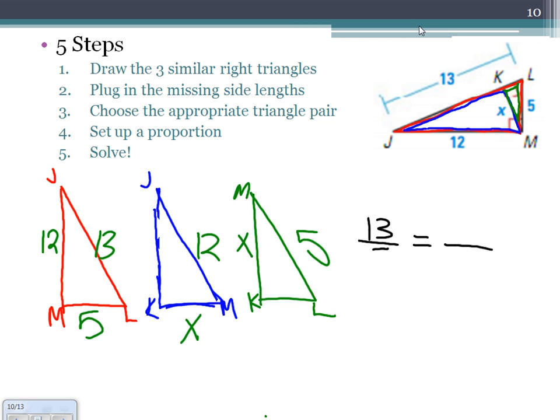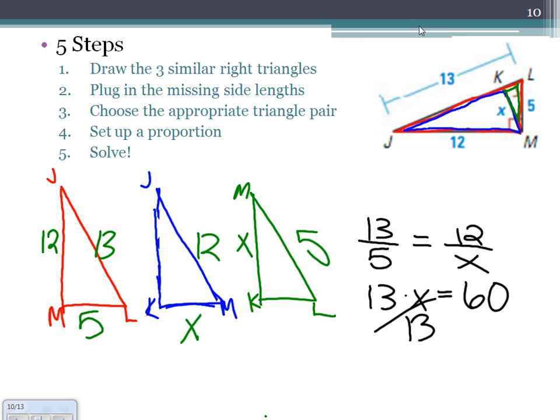So she wrote 13 over 5 equals, what did you write? 12 over x. That looks perfect. Cross multiply. So our final answer is x equals 60 over 13. That's absolutely correct. Now, that looks a bit odd, but don't worry about it. Very good.